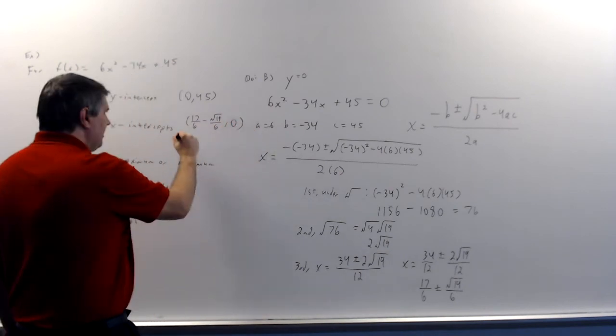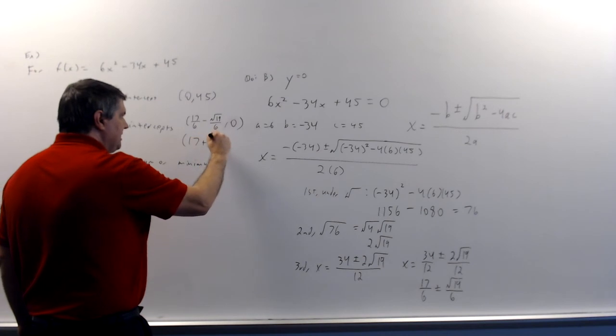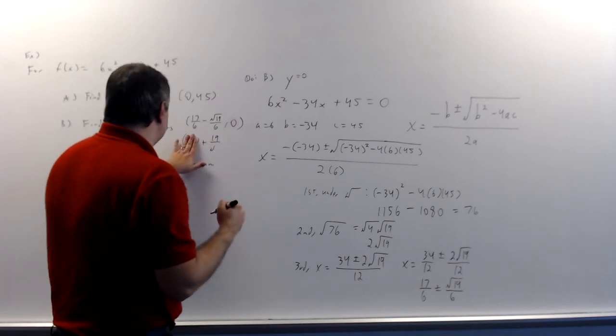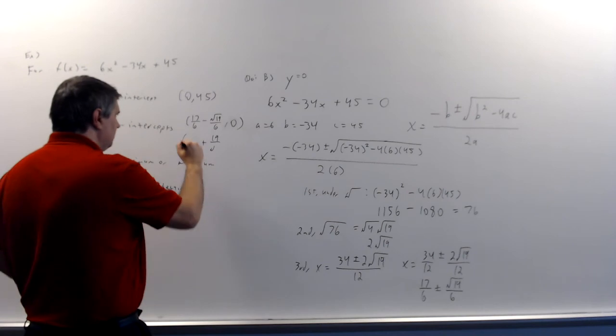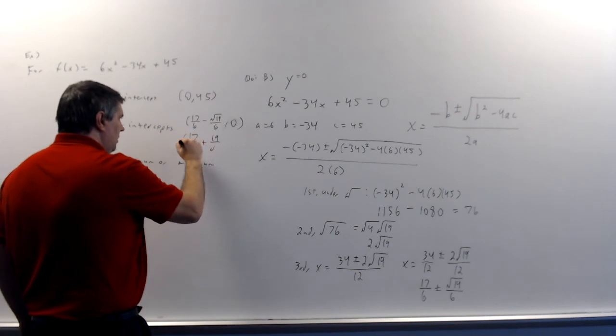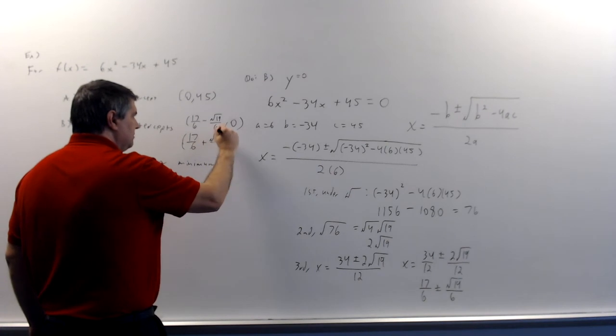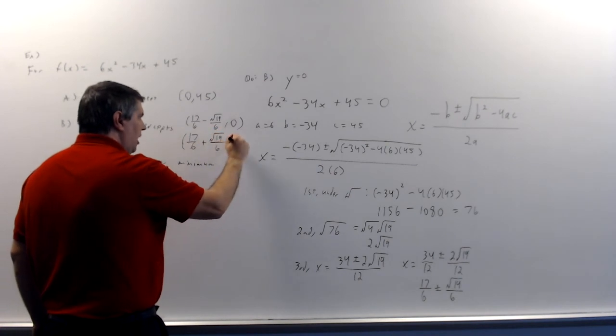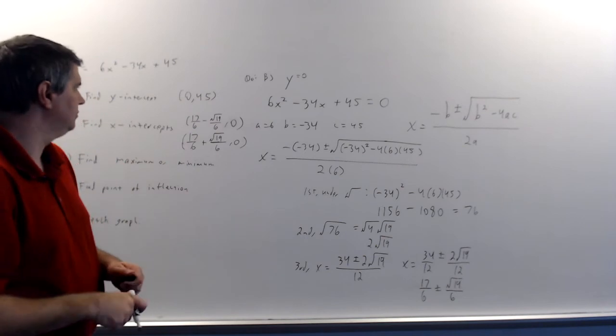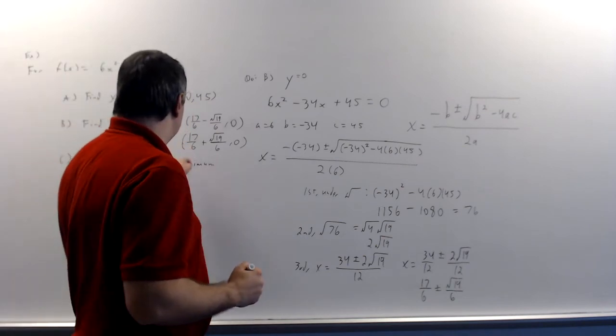And this is going to be (17 plus 19 square root of 19)/6, comma 0. All right.